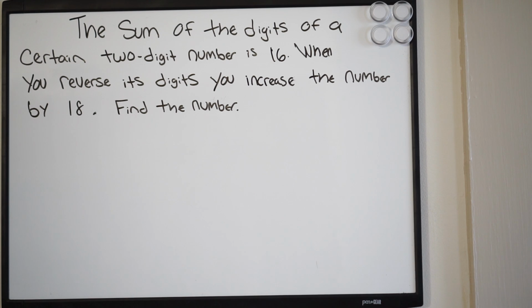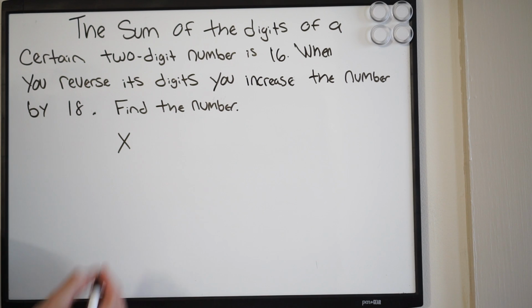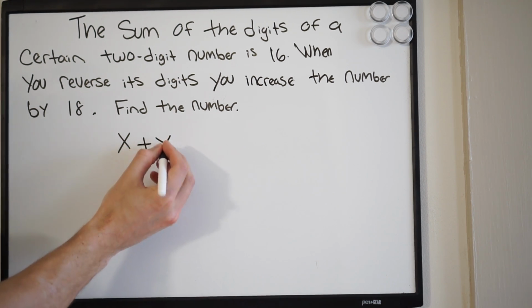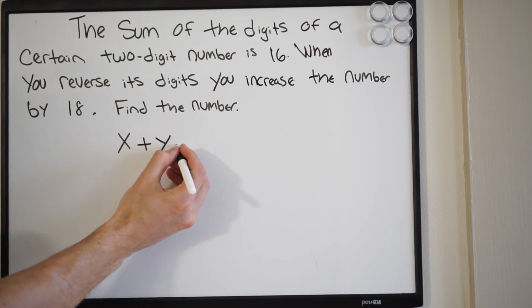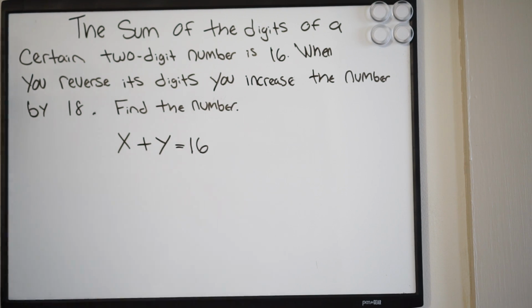Now for this problem, it's going to be primarily algebra, and we're going to have to set up a system of equations here. So let's read the first part. It says the sum of the digits of a certain two-digit number is 16. So for example, I could say that x would represent the tens place in our number, y would represent the ones place, and when we add the two, it equals 16. Right, so there is one equation.